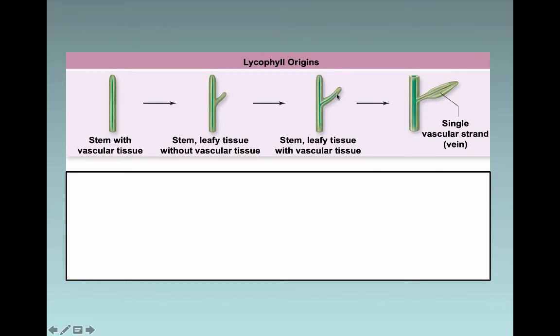And eventually they became a little bit flatter and broader and better able to pick up sunlight and CO2 and so forth, and get rid of oxygen as well. But that's essentially what a lycophyllous leaf would look like.